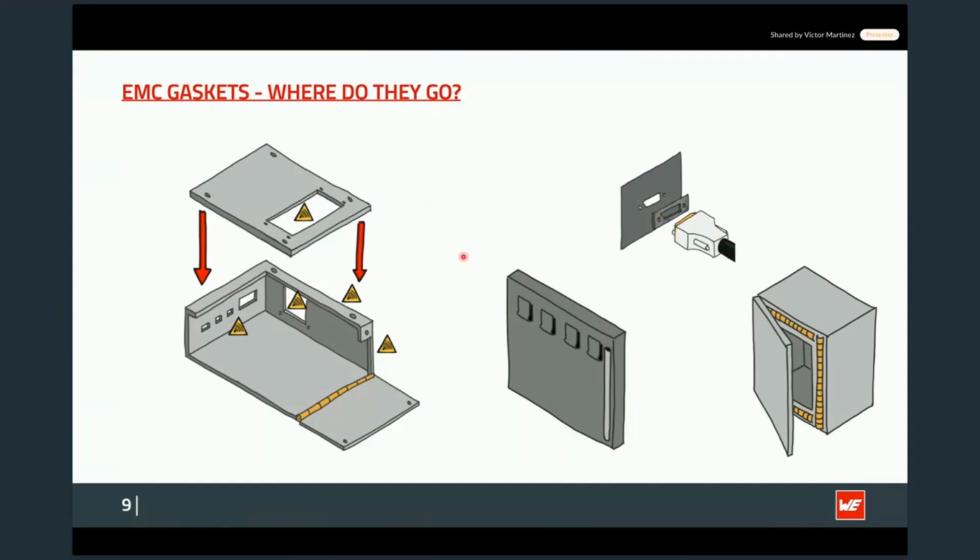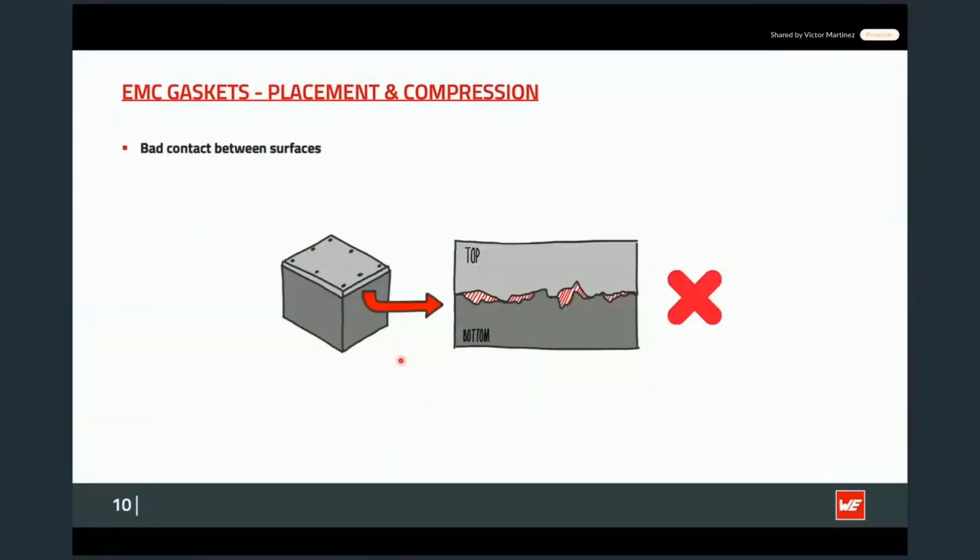And then you can already start seeing the pattern here: EMC gaskets are used when you need to make contact between two metallic surfaces, or to fill gaps. Because once we place two metallic surfaces in contact, we may think that everything is super smooth, so I don't have any kind of discontinuity here. But that's not what is happening.